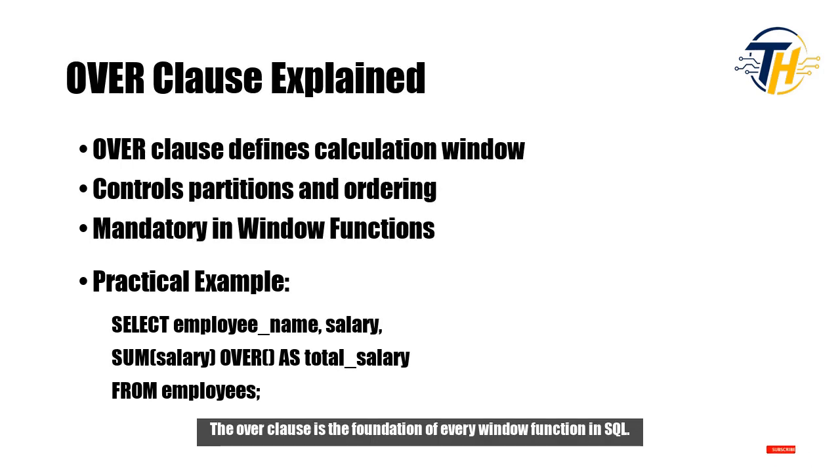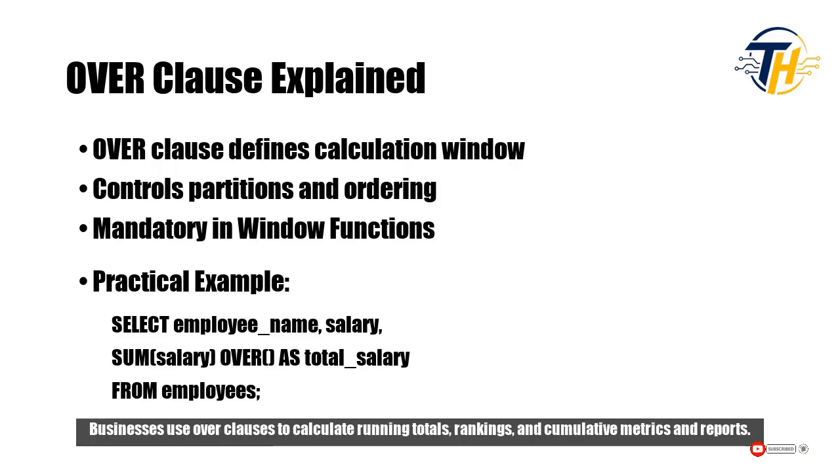The over clause is the foundation of every window function in SQL. It tells SQL how the calculation should be performed across rows. You can define ordering, partitions, and frame boundaries inside this clause. Businesses use over clauses to calculate running totals, rankings, and cumulative metrics in reports. Interviewers commonly ask candidates to explain why window functions require the over keyword. In this query, SQL calculates the total salary of all employees while still showing each employee row individually.